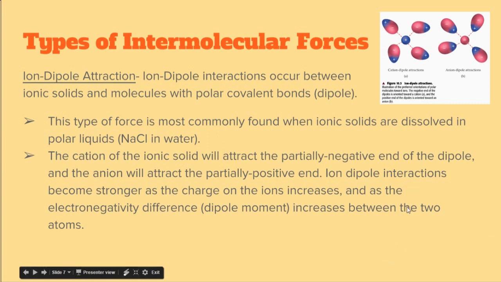So these interactions become stronger as the charge on the ions increases, and the electronegativity difference, or the dipole moment, increases between the two atoms in the covalent bond. So put simply, the greater the charge on the ion, so +1, +2, +3, the stronger it'll be. And the greater the electronegativity difference in this bond, the stronger it'll be as well. So just keep that in mind.